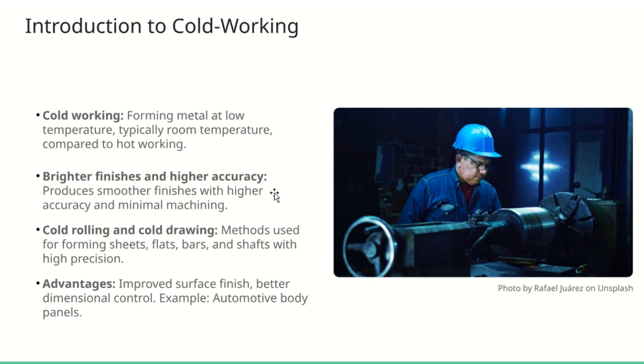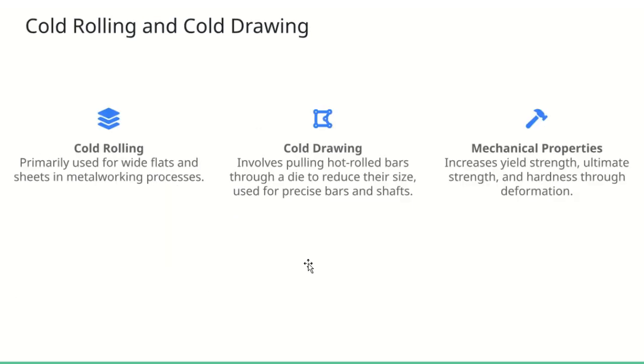You will have brighter finishes and higher accuracy. Smoother finishes with higher accuracy and minimal machining. It involves cold rolling and cold drawing, methods used for forming sheets, flats, bars, and shafts with high precision. Advantages are that it can improve surface finish and give better dimensional control, such as in automotive body panels. Since we're not dealing with hot temperature, the material properties are good.